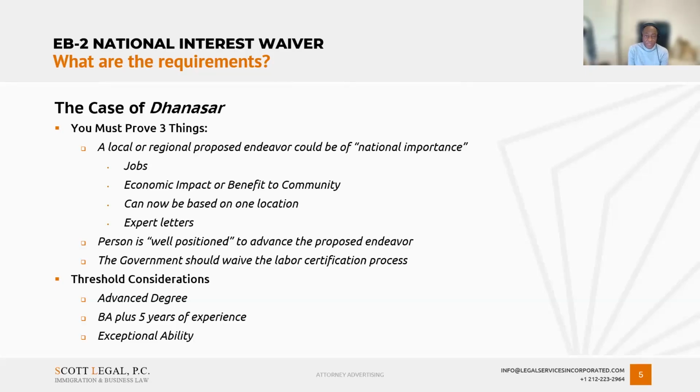So it could be that the endeavor creates jobs. It could be that there's some other economic benefit. It could be that the endeavor is something that the government finds is important. So someone coming to do cybersecurity work or implement some innovative new technology. But that's the crux of the national interest waiver. And then you do have to show that you're well positioned to advance the endeavor. And then the government has also said that they believe that it's in the national interest to protect U.S. jobs. So you have to give reasons why what you're coming to do is more important than protecting U.S. jobs.